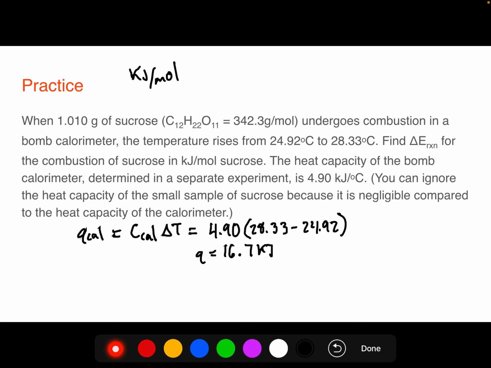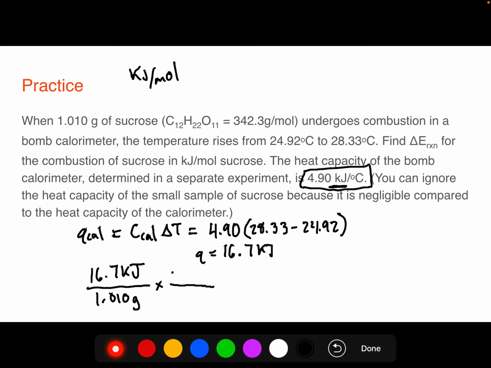Now here's another thing to keep in mind. With Q equals mc delta T, you have joules, but here we have the calorimeter constants in kilojoules, so our answer is in kilojoules. Now this is kilojoules per 1.010 grams. So if we want to find kilojoules per mole, we're going to have to do a conversion. So we got 16.7 kilojoules. That was for 1.01 grams of sucrose.